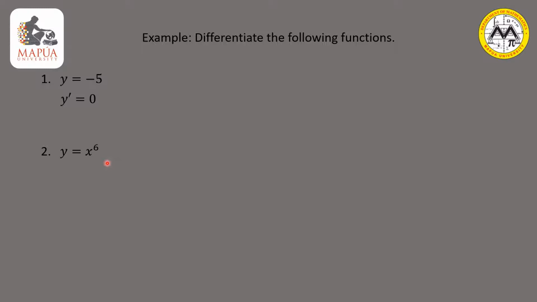Differentiating x to the n, the derivative would just be given by n times x to the n minus 1. Applying that here with n equal to 6, the derivative y prime would be given by 6 times x to the 6 minus 1, or we have y prime equal to 6 times x to the 5th power.